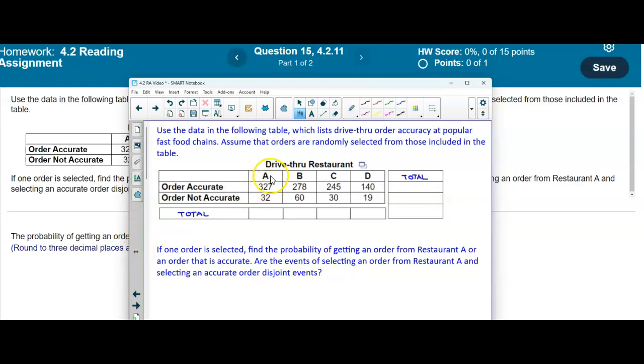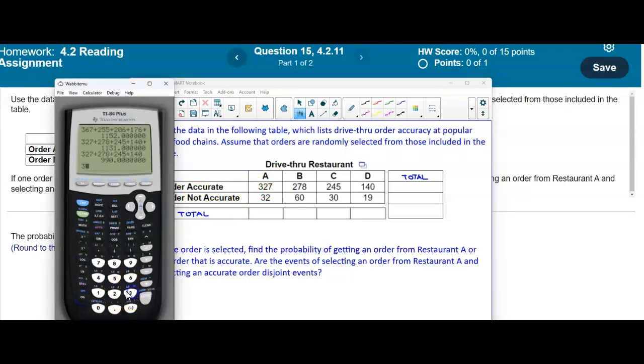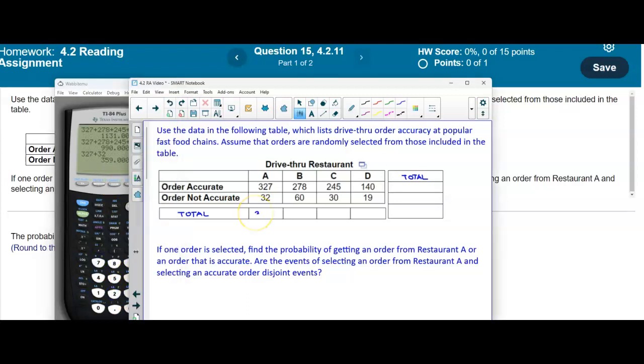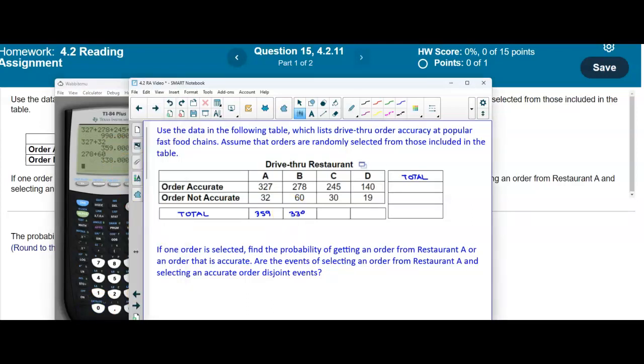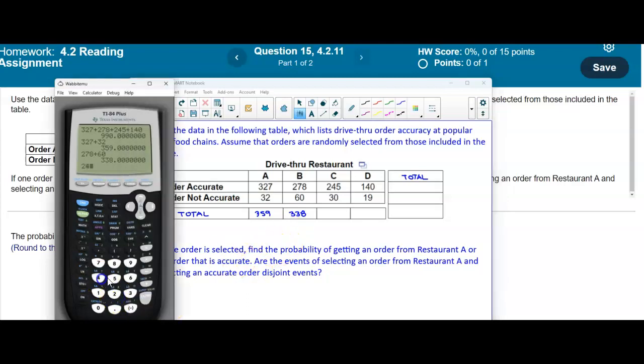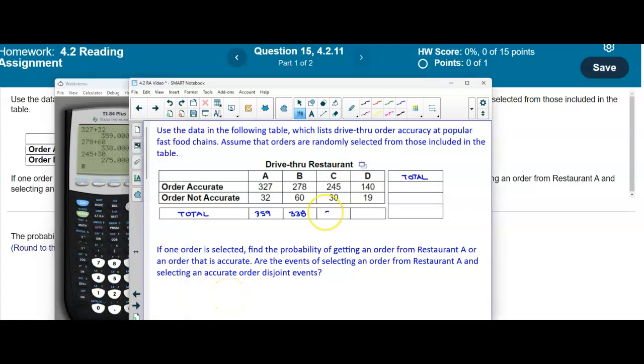So what are the total order accurates and order not accurates for restaurant A? We're just going to add those up. 327 plus 32 gives us 359. Then 278 plus 60 gives us 338. And 245 plus 30 gives us 275. 140 plus 19 gives us 159.